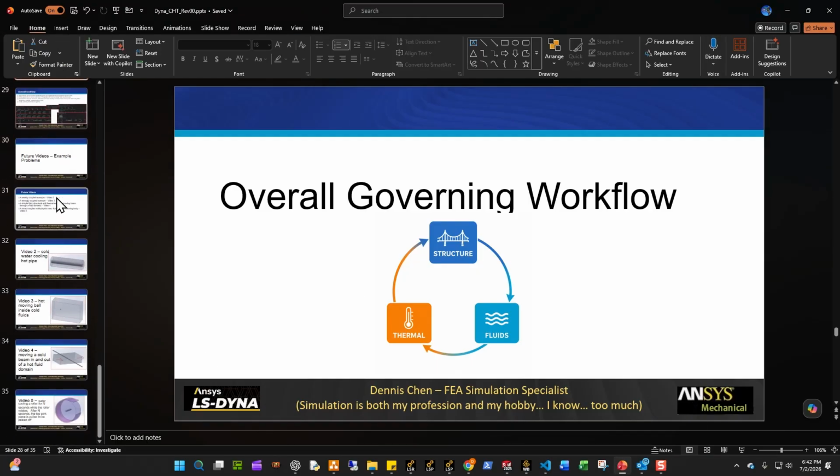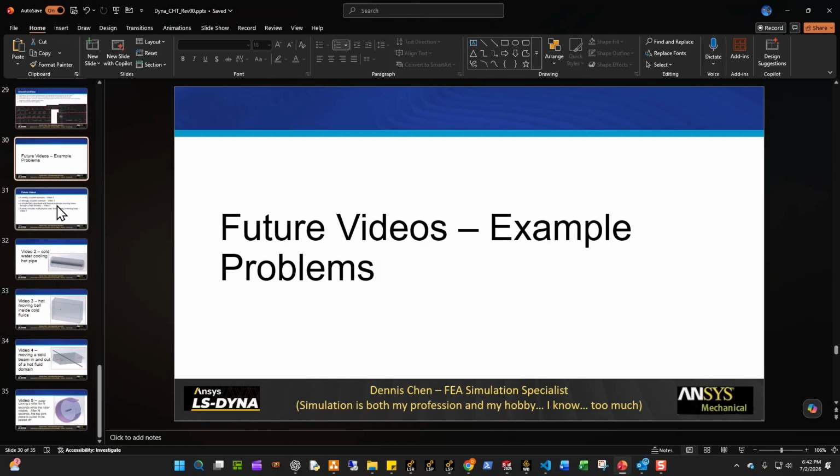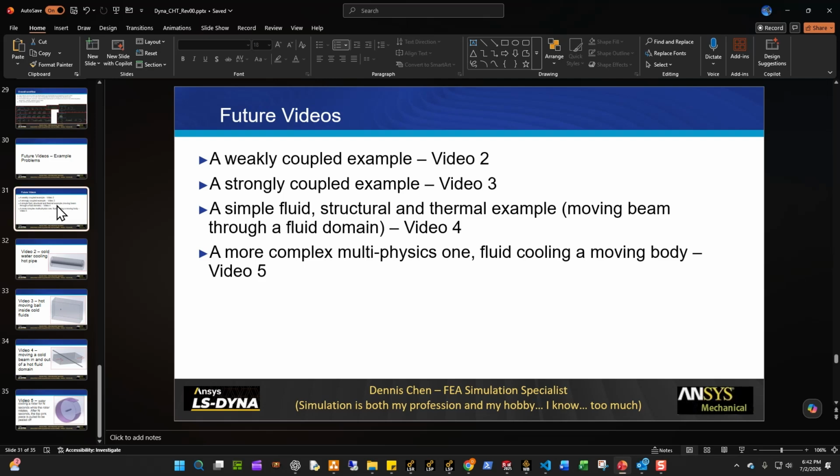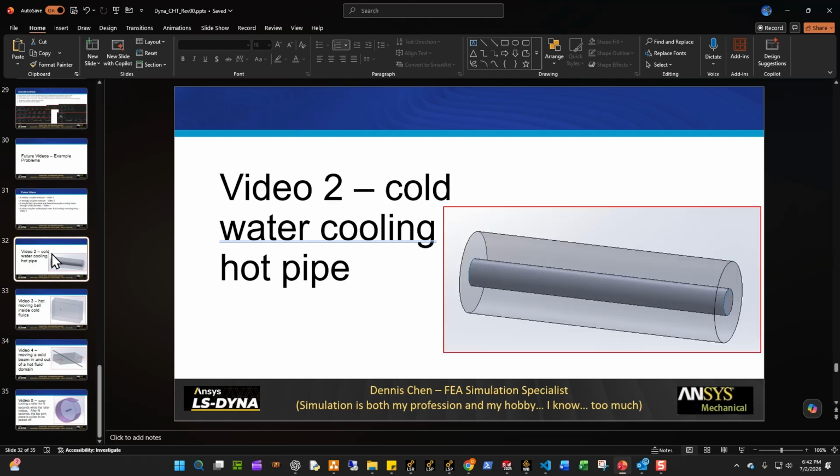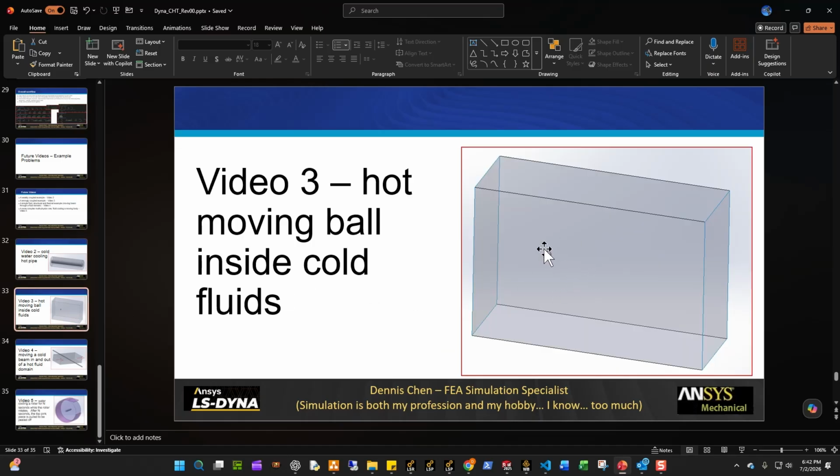Okay. All right, that's the first video. I'm going to make 4 more videos for different examples. So the second video is going to be about a very simple CHT problem in which I have water flowing through a pipe, and it's going to heat the surrounding pipe materials. The second example is going to be essentially a von Karman vortex, except in this case I'm going to heat up the ball, have the water be very, very cool, and then I'm going to have the water flowing past the ball.